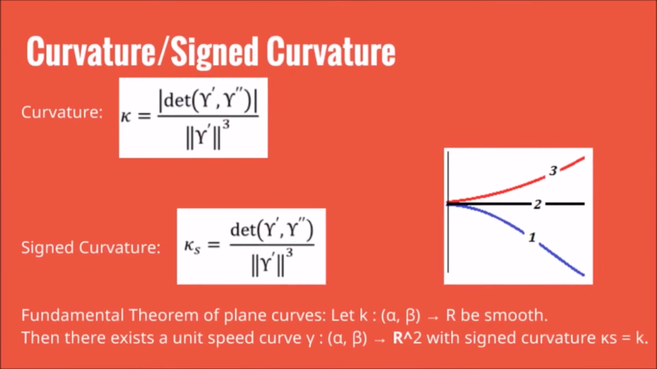We then have the curvature and the sine curvature given by the following formulae. The curvature tells you how much the tangent rotates along the curve. The sine curvature tells you whether the tangent is curving positively or negatively. This gives light to the fundamental theorem of plane curves, that if you have a constant k, there exists a curve with sine curvature equal to thus k.